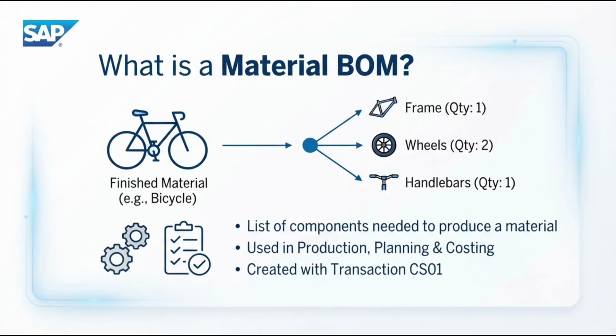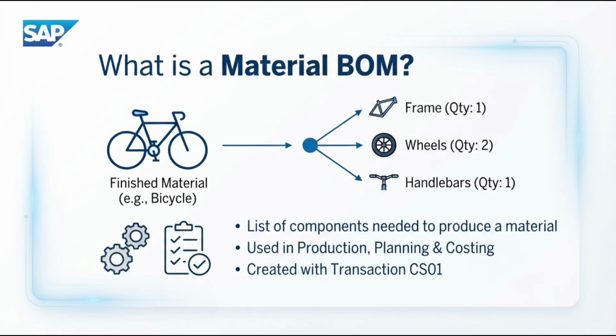A material BOM, or bill of materials, is a structured list that shows all the components required to manufacture a specific material. Think of it as a recipe where the finished product is the dish and the components are the ingredients with exact quantities. In SAP, this information is stored as master data and is used in production planning, material requirements planning, and product costing.